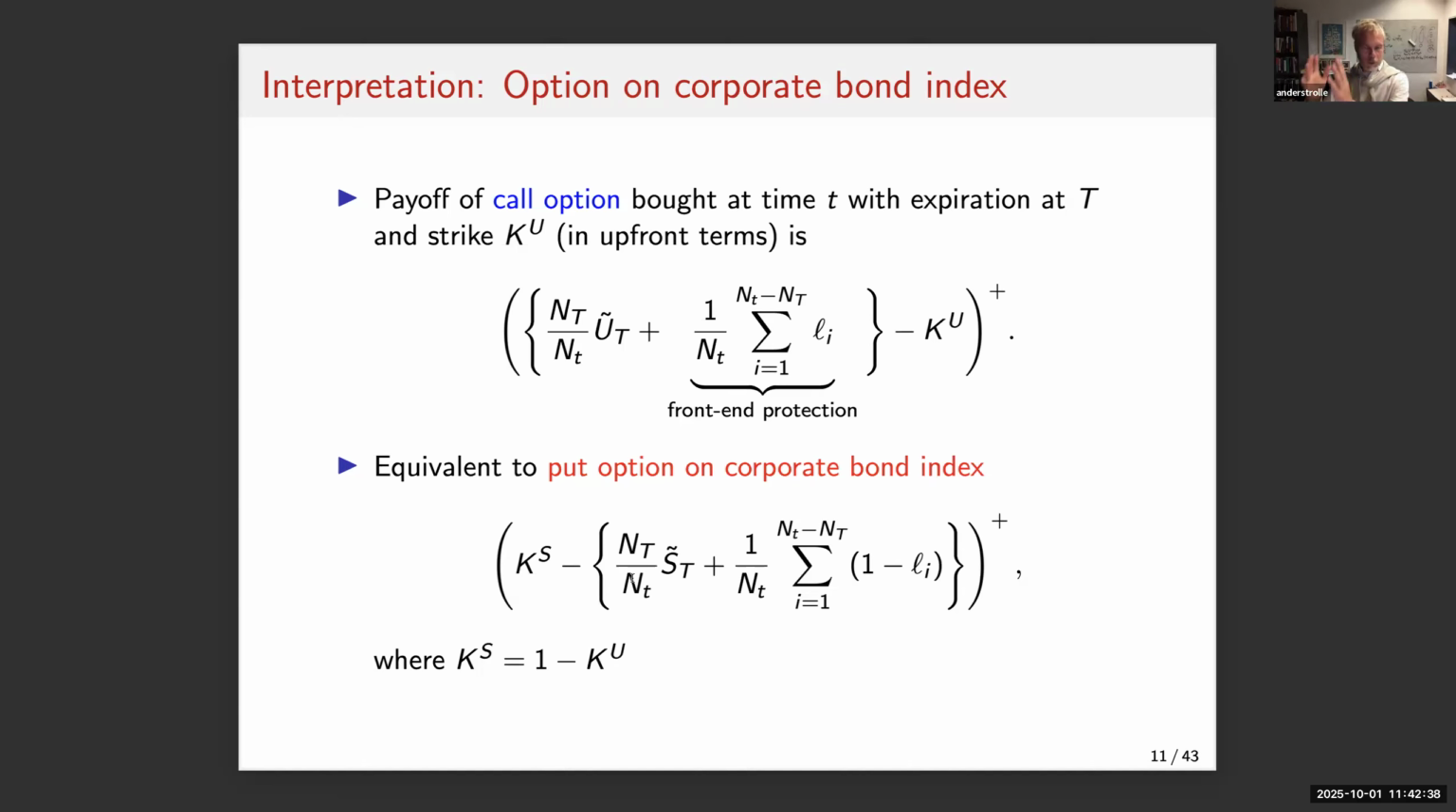In other words, we have options on the equity index and similar options now on a corporate bond or synthetic corporate bond index. And now the question is whether those are priced consistently.